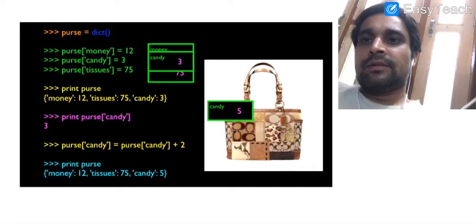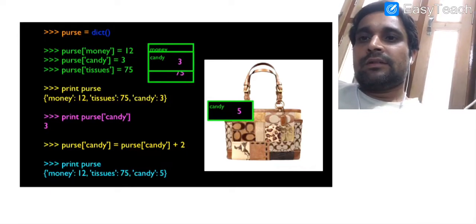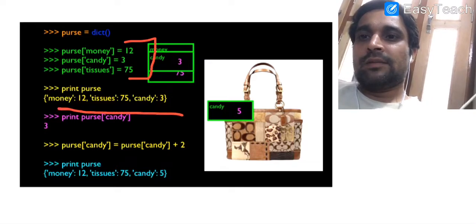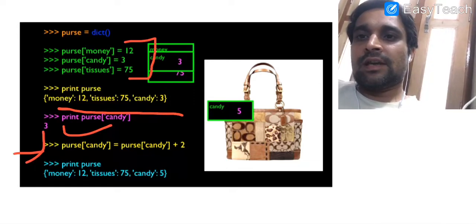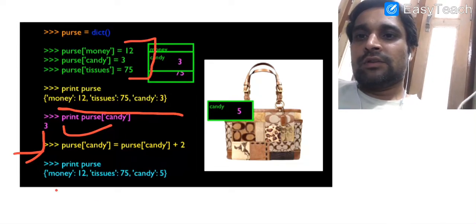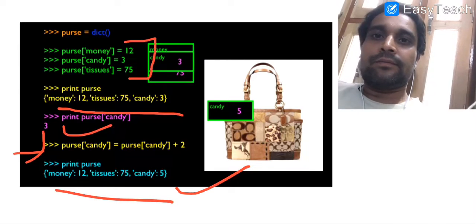Now after this, one more example, and then we will discuss some predefined functions that we can use with a dictionary. We have created a dictionary here with three elements. When you print this dictionary, it prints all three elements enclosed in curly braces. Then when you write print purse of candy, at the candy key we have value 3, so we get 3. We can also use them as an expression. We have written purse of candy is equal to purse of candy plus 2. The purse of candy key has value 3, and 3 plus 2 is 5. So in the dictionary, the candy key will now have value 5.